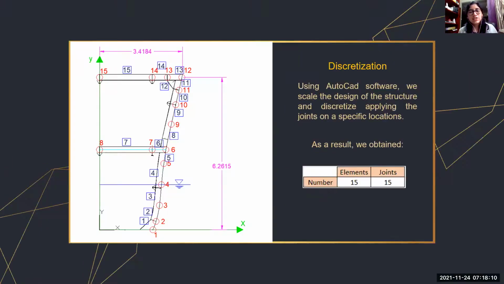About the discretization, as you can see here, we got 15 elements and 15 joints. This is the more accurate discretization we had. We did it from above the double deck to the double bottom to the deck. As you can see, in the center line is the origin of the global reference system. The red numbers are the joints, and the blue ones are the elements.